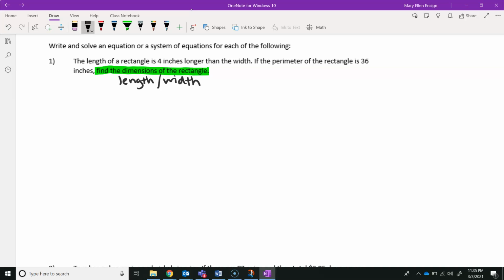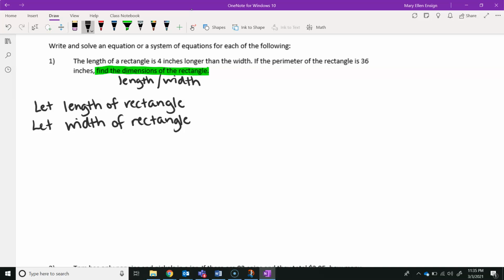So those are going to be my unknowns. Now, you could do this in two different ways, okay? I'm going to write it out first using two variables. You can actually do this one also just using one variable, so I'll show you both ways. So if I'm thinking of these two as my two unknowns, I need to find the length of the rectangle and the width of the rectangle. So I can use x and y, or I can use L and W, whichever you like. If I use L, I'm going to use a capital L because a lowercase l looks like a 1.